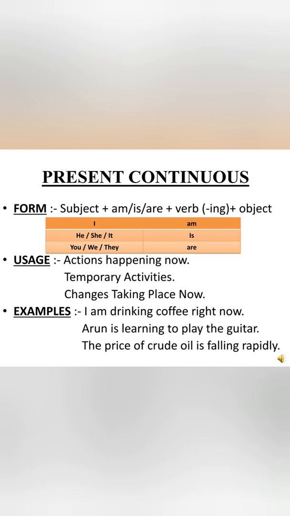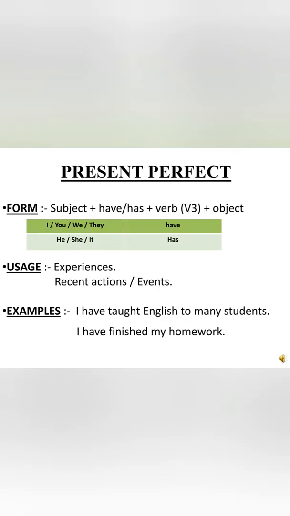So these are the three examples about the three usages of the present continuous tense. Now we will learn about the third category, which is known as the present perfect tense. The form of the present perfect tense is subject plus has or have plus V3. In every kind of perfect tense, whether it is present perfect, past perfect, or future perfect, we will use the V3 form of the verb. V3 form is the past participle form of the verb.